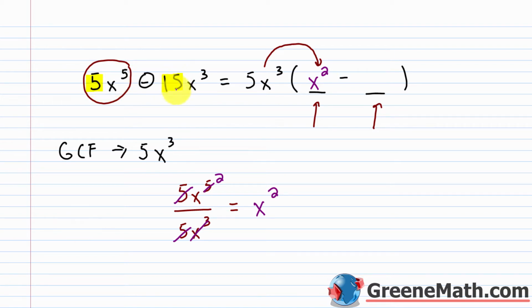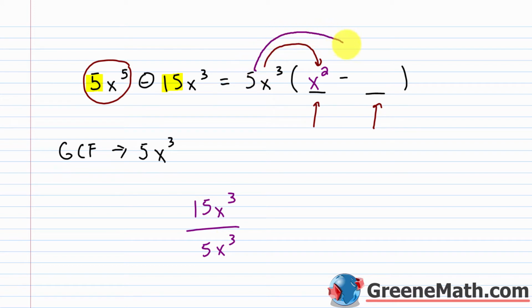We're going to do the same thing for this term right here, this 15x cubed. I'm going to, again, divide it by the GCF. So 15x cubed over 5x cubed. Because, again, this times this will give me back this. So I can find that unknown by dividing this by this. Now I'm going to cancel the 15 with the 5. This is going to be a 3. And then x cubed over x cubed is 1. So this will just be a 3 here. And again, check that with multiplication. 5x cubed times 3 gives me 15x cubed.